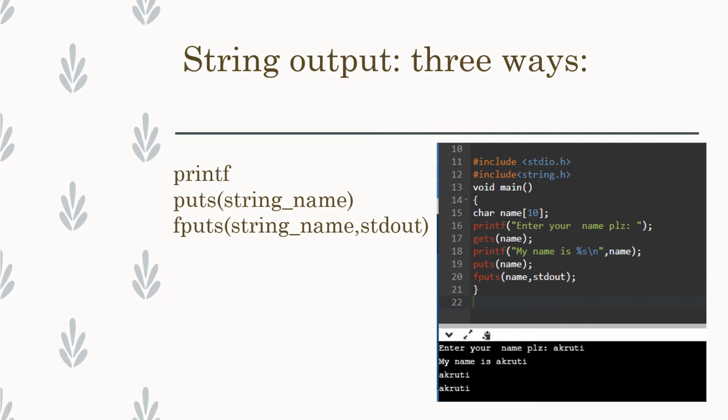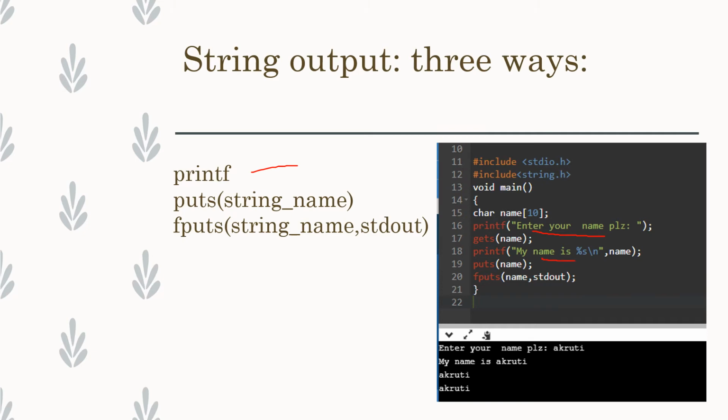Now let us see how to get the output of a string. So there are again 3 ways. Simply first one is printf function. Second one is puts. gets was for scanning, puts is for output. Third one is fputs, same as fgets. fgets was for input, fputs is for output. So you can see directly this in one simple example. In printf, for the first one, you can say printf, enter your name.